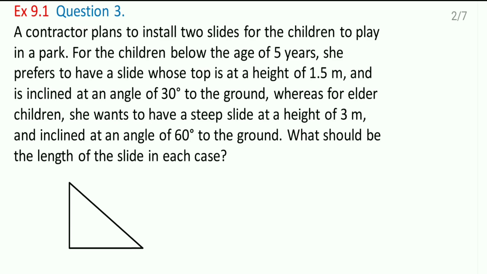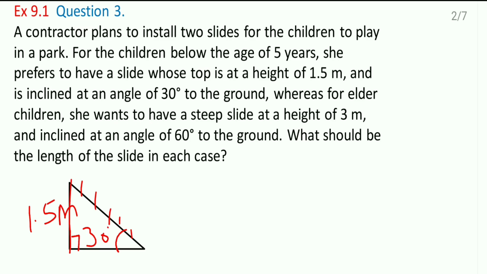Here you see the height of the slide, that means this portion, is 1.5 meter. This one is the slide and the inclination angle of it with the ground is 30 degree, correct? And this angle will always be 90 degree here, because height and the ground will be perpendicular to each other. Let us see the second condition here.